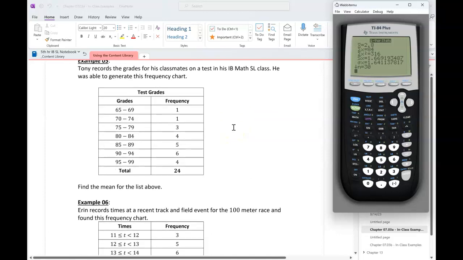What if we're given a grouped frequency chart where we have a range of values? What are we going to do? What do we need to use here? Yeah, the mid-interval value for the grades, right? So instead of using 65 to 69, what am I going to be using? 67, right? The mid-interval value for that.